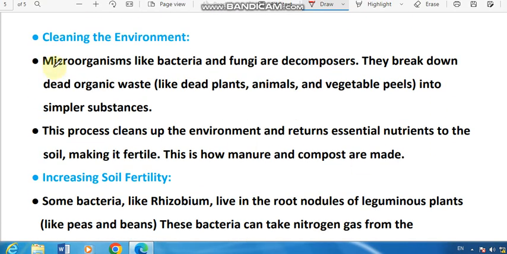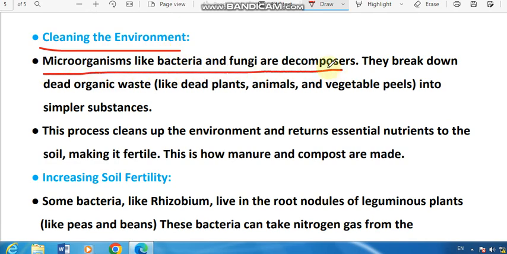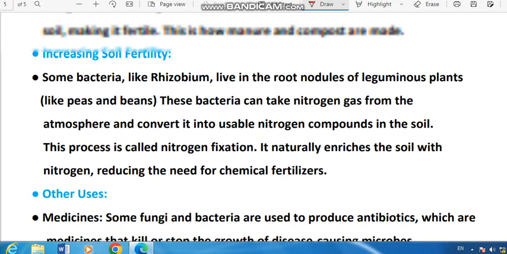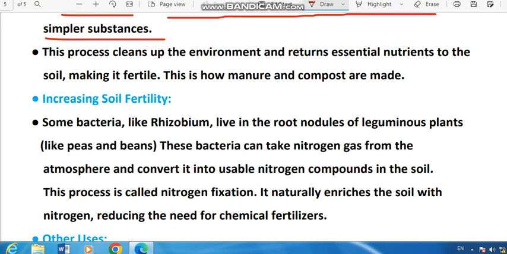Cleaning the environment. Microorganisms like bacteria and fungi are decomposers. They break down dead organic waste like dead plants, animals, and vegetable peels into simpler substances. This process cleans up the environment and returns essential nutrients to the soil, making it fertile. This is how manure and composts are made.